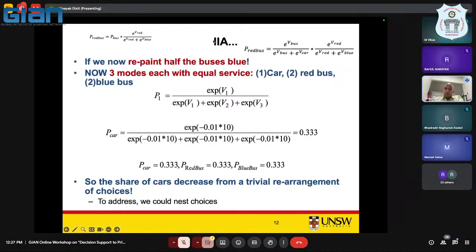So the biggest mistake people make is they think of them as independent. The red bus and blue bus are not independent. They are dependent choices. They are actually nested choices. But car and bus are independent choices. Because once you have chosen a bus, is when you're going to decide whether to take a red bus or a blue bus. Correct? Yeah. So that is the issue of IIA.